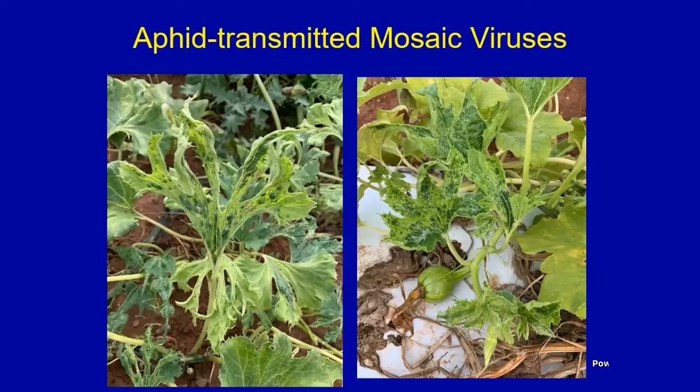Sometimes you can confuse this with herbicide injury, such as 2,4-D, when you get a herbicide drift. But oftentimes you can see the drift pattern that causes this type of distortion.